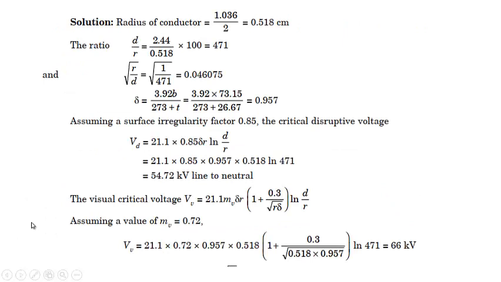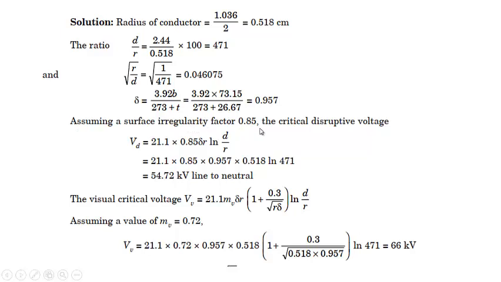Let us try to find out the corona loss first. Let's calculate the radius. Radius is half of this, that is 0.518 centimeter. The ratio of d by r is this, that is 471. So square root of r by d will be equal to 1 divided by the square root of 471, that is equal to 0.046075. Delta is equal to 3.92 b divided by 273 plus t. So given the values of b and t, it comes out to 0.957.